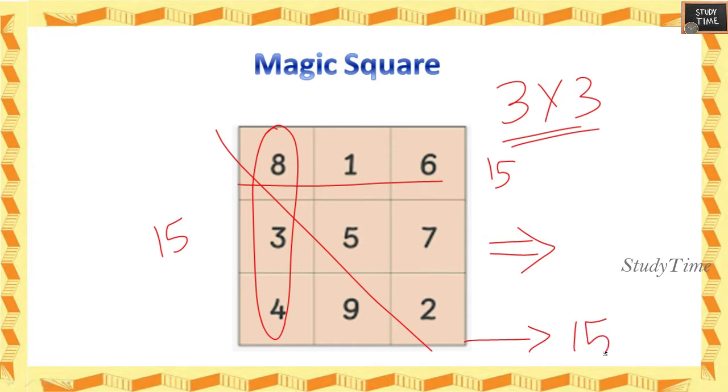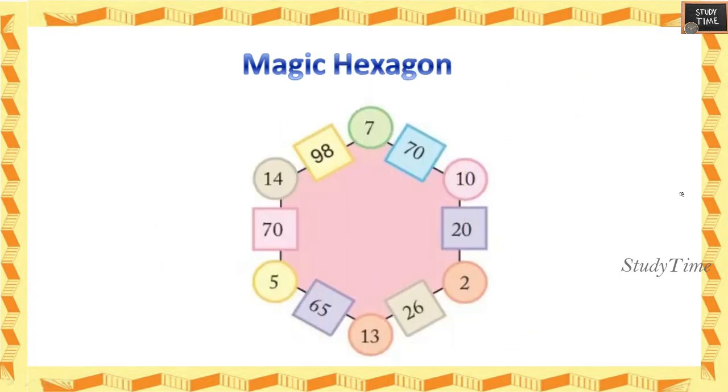Another important rule here is that the numbers are not repeated. See here, you can see the 1 only once in the grid. And in the same way, the numbers are not repeated in any side. So this is the magic square. You can try to make a magic square with other numbers in a 4 cross 4 grid or 5 cross 5 grid.